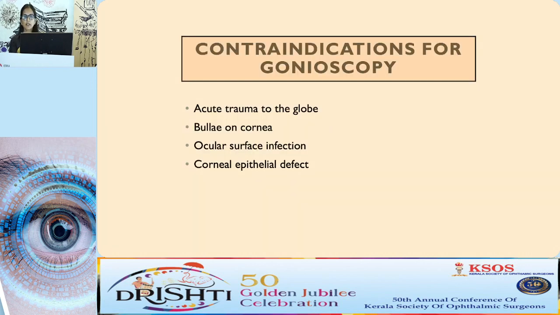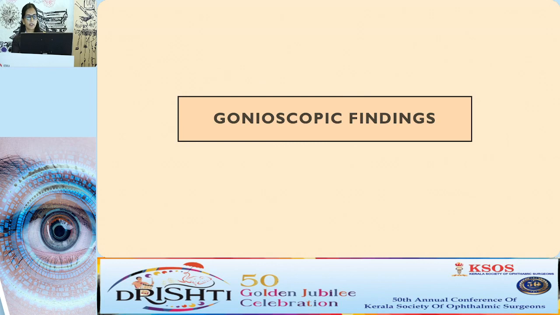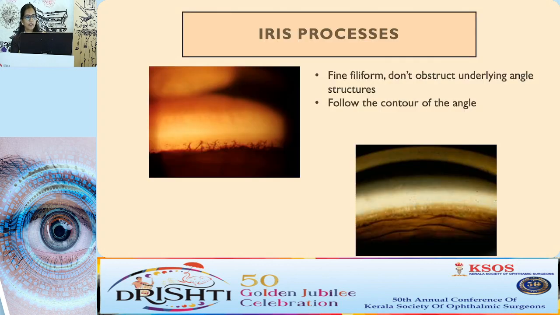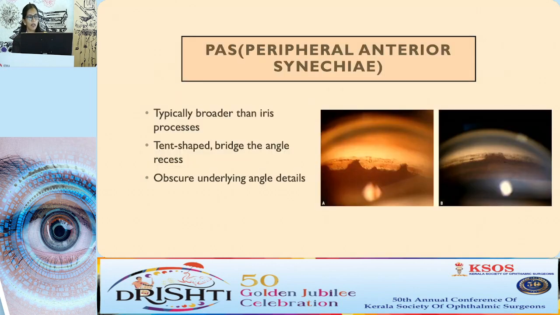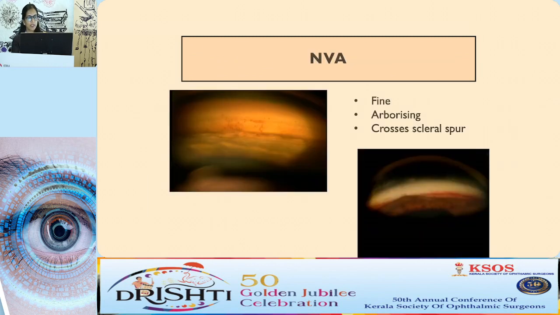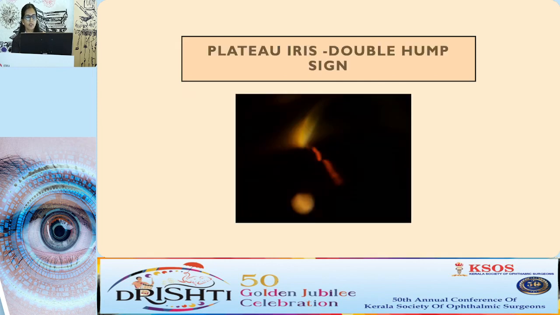What are the contraindications for gonioscopy? If there is acute trauma to the globe, bullae, ocular surface infection and epithelial defect. There are some of the gonioscopic findings. Iris processes are fine, filiform, they don't obstruct the underlying structures and follow the contour, unlike peripheral anterior synechiae, which are broader, tent-shaped and obscure the angle details. The new vessels are fine, arborizing and cross the scleral spur.